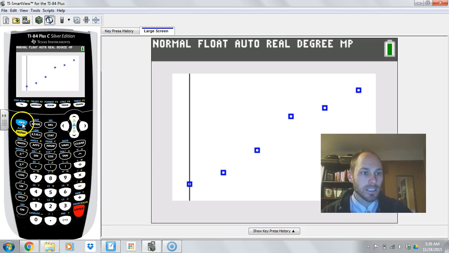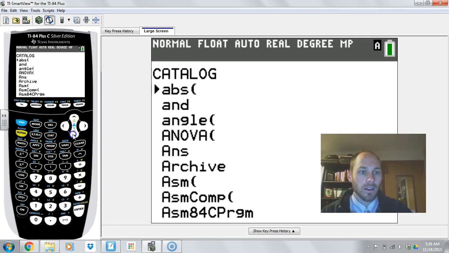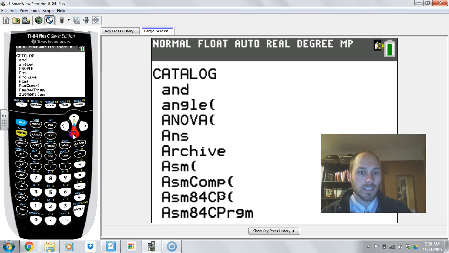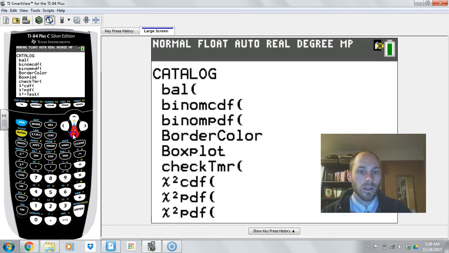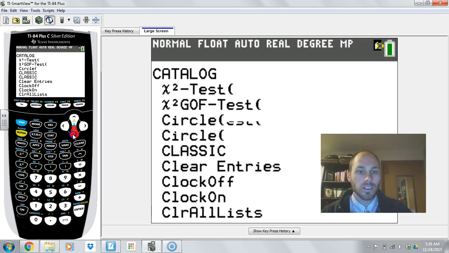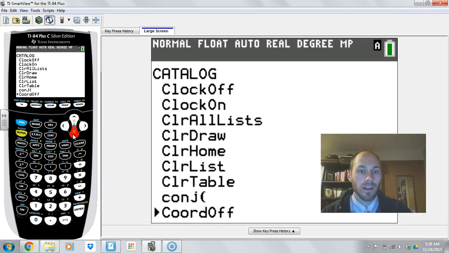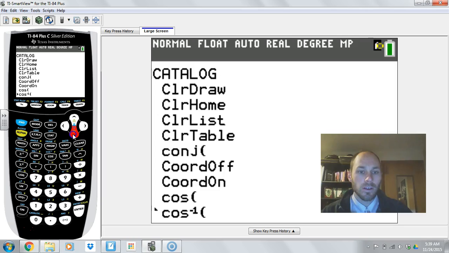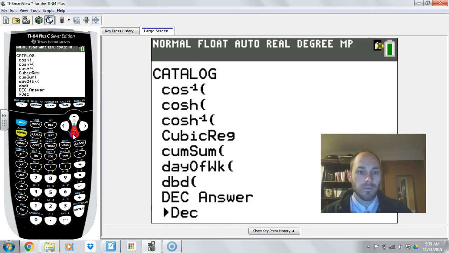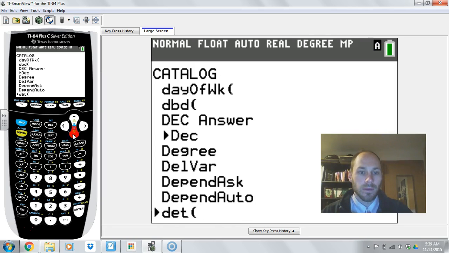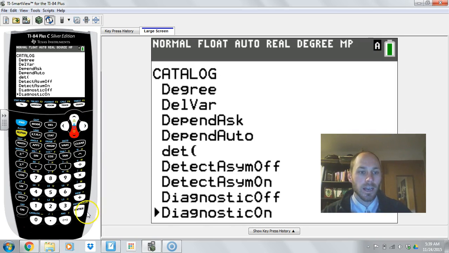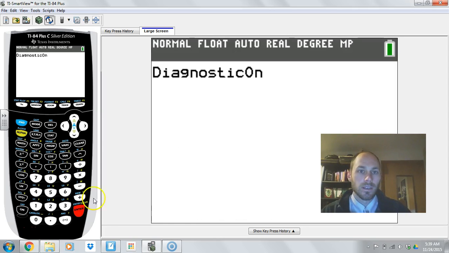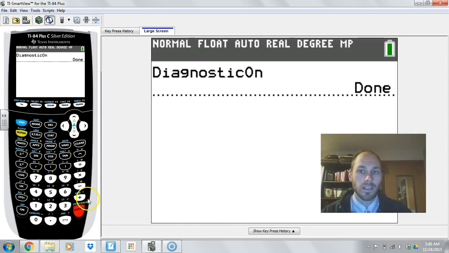diagnostics are turned on. So you hit second, go down to catalog or hit 0, and you're going to scroll all the way down to the D's for diagnostic. And that's going to turn on our correlation coefficient. The correlation coefficient will tell us how good our line of best fit is, how close our equation is to the actual data. And there we go. So diagnostic on, we'll hit enter and run it, hit enter again, done.